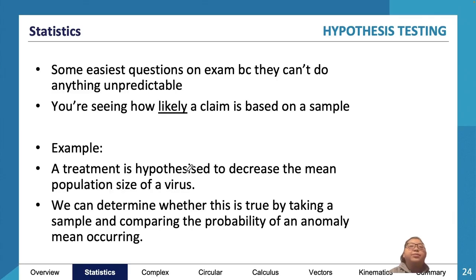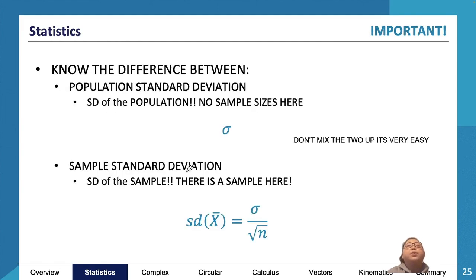So, for example, a treatment is hypothesized to decrease the mean population size of a virus, and we want to determine whether this is true or false by taking a sample and then comparing the probability of this mean occurring in the context of that sample. We'll have a setup for the function, which we'll talk about in another slide. But first of all, we need to talk about these ones.